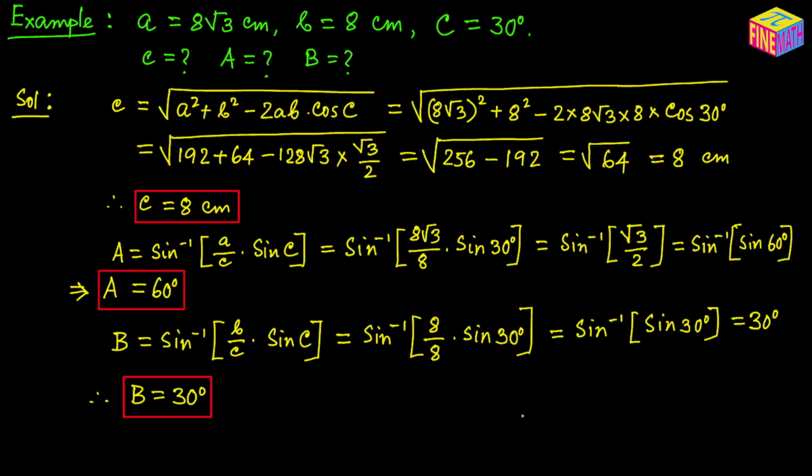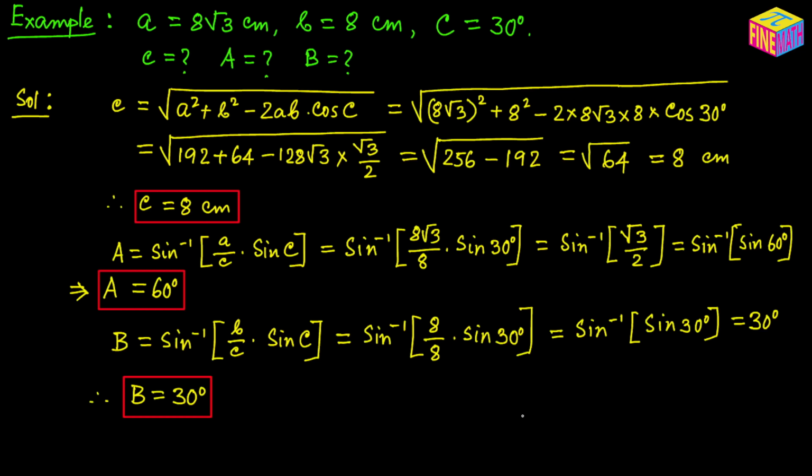Now, if you carefully look at it, you will see that we have a problem. Now, what is the problem? Well, the angle C was given as 30 degrees. We have found angle A to be 60 degrees, and we have found angle B to be 30 degrees. Now, if you add them up, they actually come to 120 degrees. We know the sum of the interior angles of a triangle is equal to 180 degrees. So, what is the mistake here?